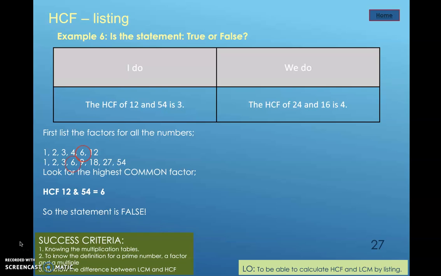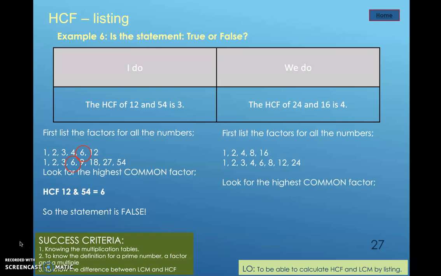If you can pause the video now and give the we do a go, you'll have 2 minutes. So we list the factors, we look for the highest common factor, which we found to be 8, so the statement is false.